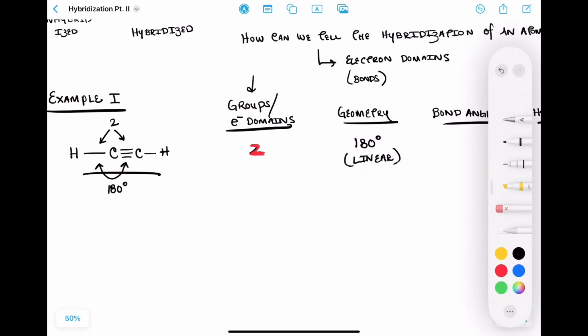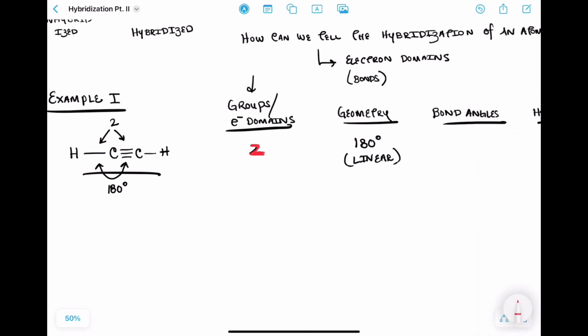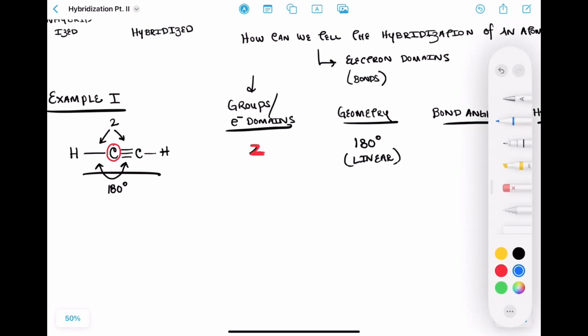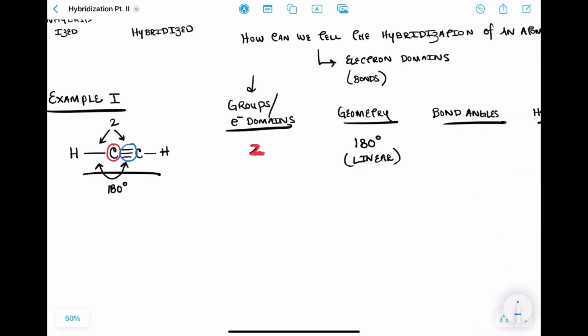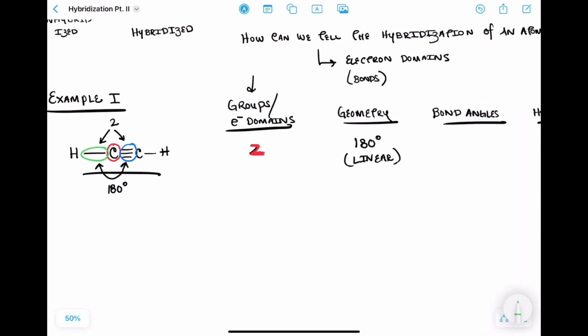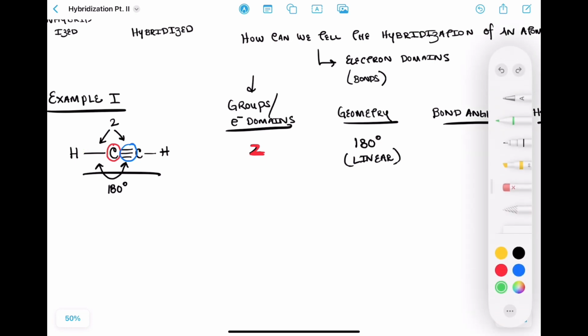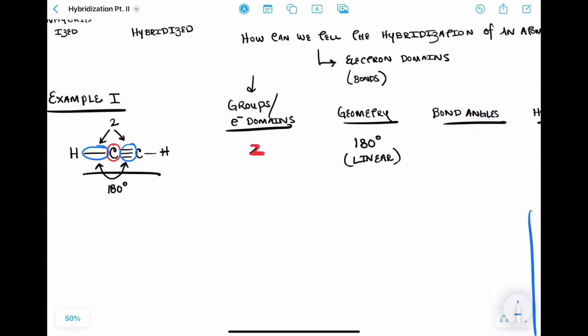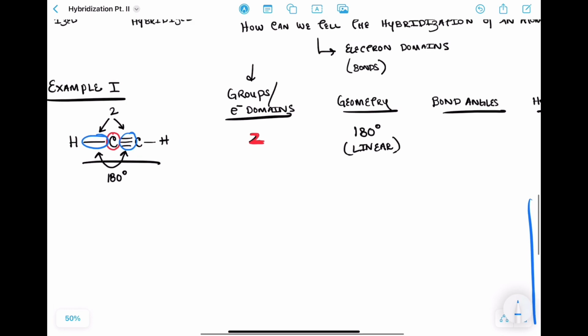Again, we're looking at one carbon at a time. We're not looking at, it's not referring to every atom. So this is the carbon we're looking at in red. This is one domain around it, and then the other domain is in green. So total of 2 domains. I'll actually put that second domain in blue. So 2 domains around that carbon atom. And so they're arranged in 180 degrees from each other.